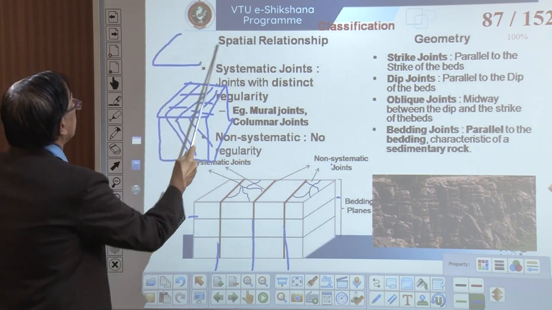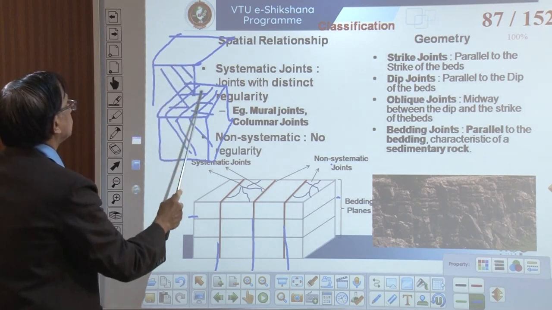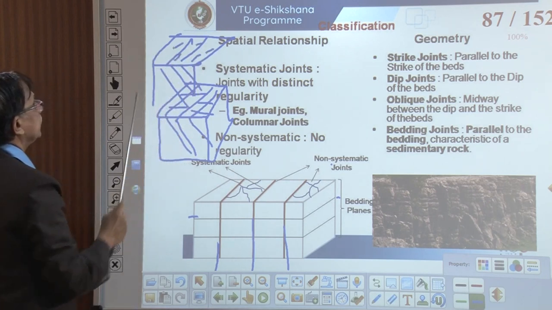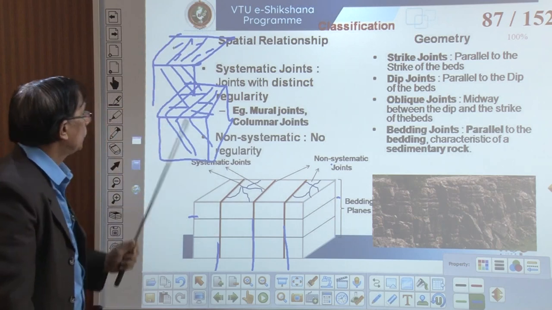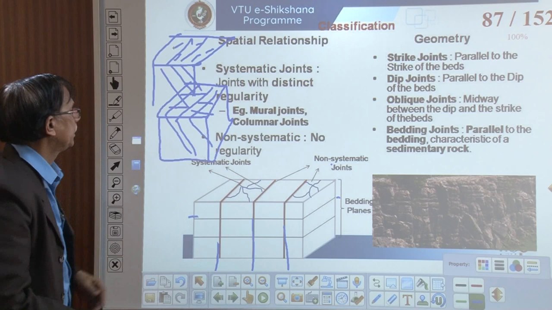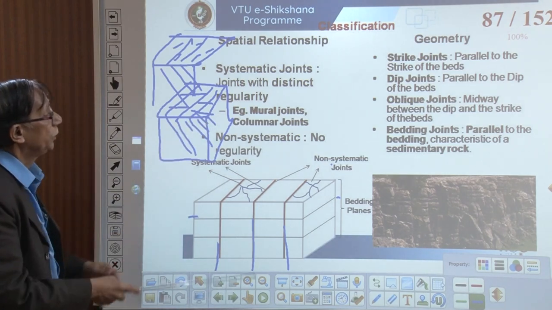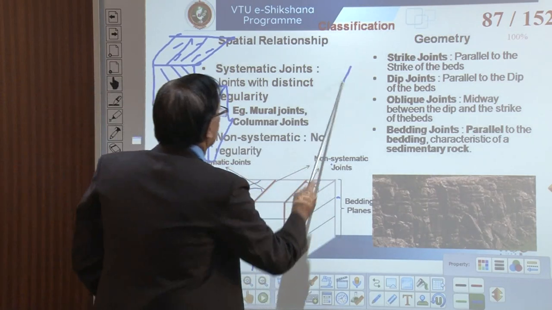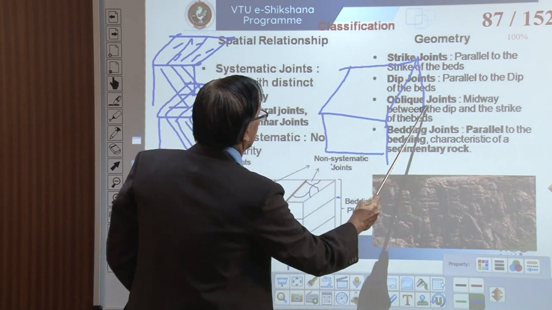On the other hand, here joints may be, if this is a layer of rocks, this is a strike, there we may have a joint. The joints which are parallel to strike, we can call them strike joints. There may be joints parallel to dip direction, we can call them dip joints, and there may be a kind of joints which are neither parallel to the strike.